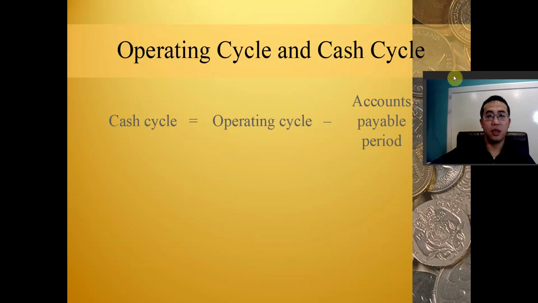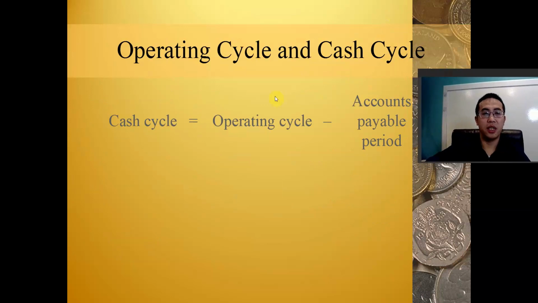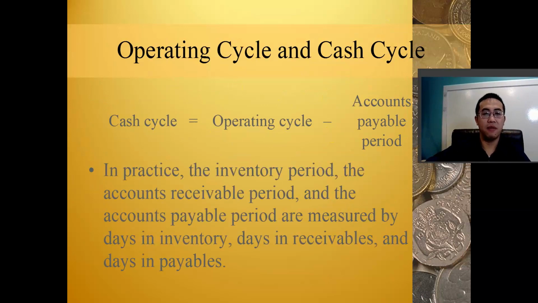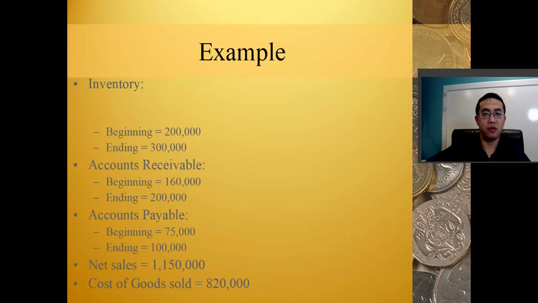Okay, so operating cycle and the cash cycle basically fall into this relationship. Cash cycle is operating cycle minus accounts payable period, as you can see from the timeline in the previous two slides. So in practice, the inventory period, the accounts receivable period, and the accounts payable period are measured by days in inventory, days in receivables, and days in payables, and all of this could be calculated through the turnover ratios. So here is an example.